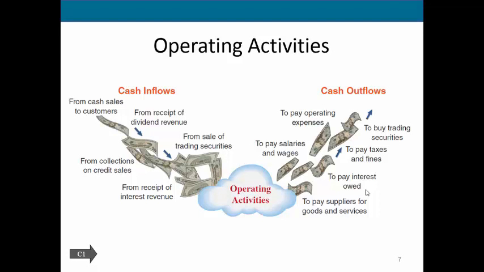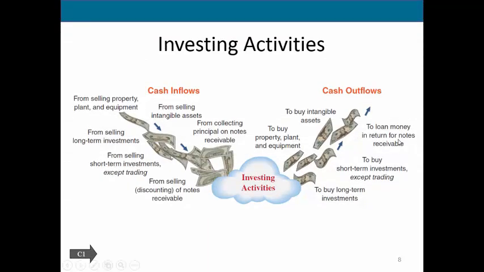And then if we are using our cash to buy trading securities, again, notice we're talking about just the trading securities or those very short-term type of securities. That's part of our operating activities. Now we're going to move into investing activities. And if we're investing our money, we are buying something or investing our money in some type of investment in order to see a return on that money.